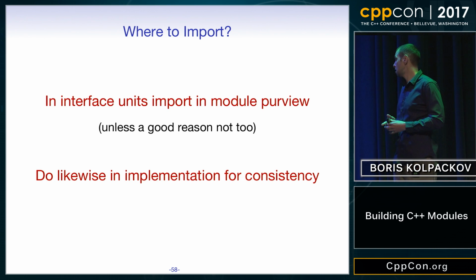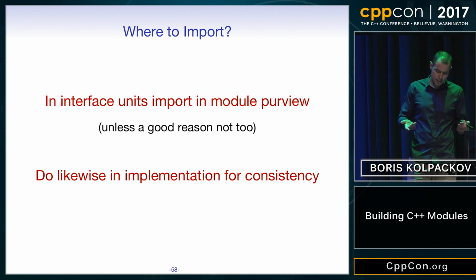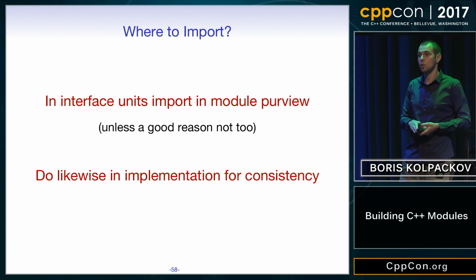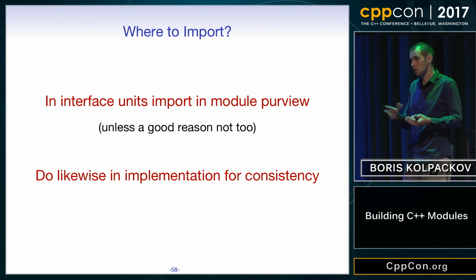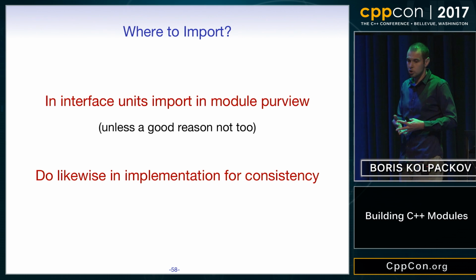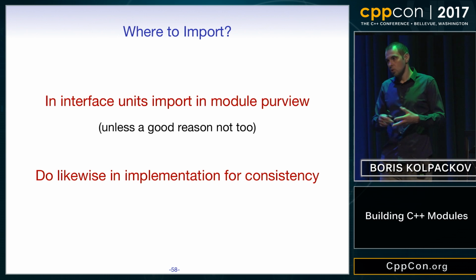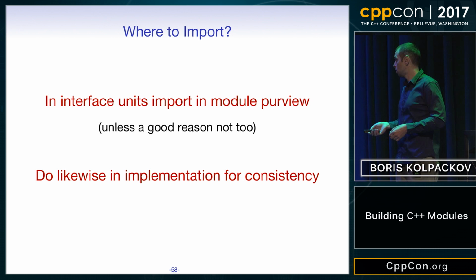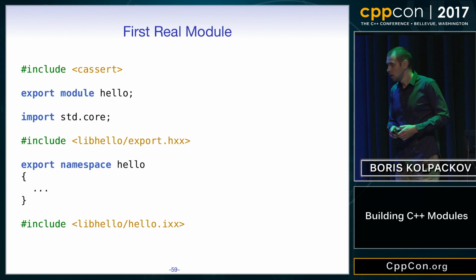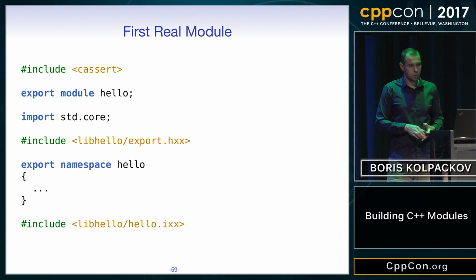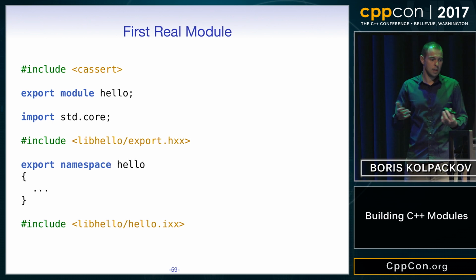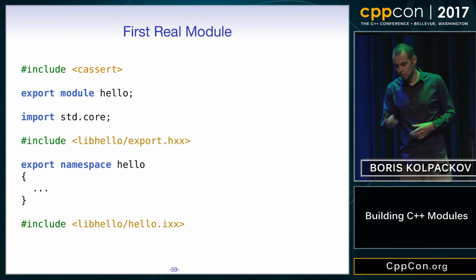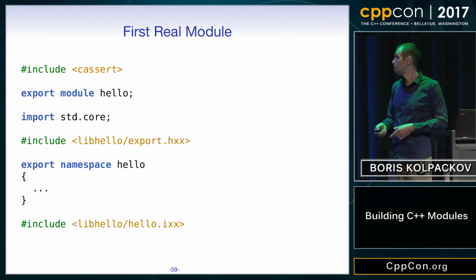So the guideline here is, in interface units, to always import in the module purview unless you have a good reason not to, and you understand the reason, so you're doing it consciously. And do it the same in the implementation units, just for consistency. So one less thing to think about. As an example, inclusion still out of purview. In the purview, we import our modules, include special headers. The rest is the same.